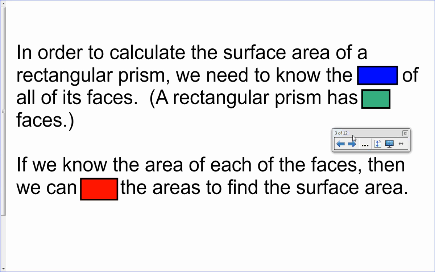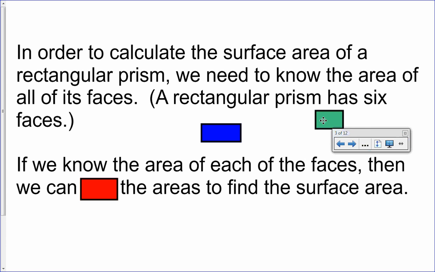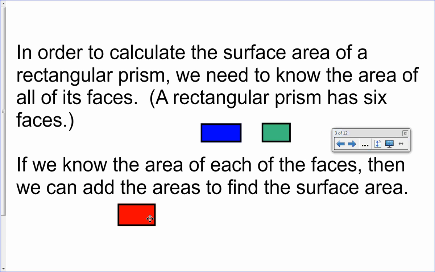In order to calculate the surface area of a rectangular prism, we need to know the area of all of its faces. A rectangular prism has 6 faces. If we know the area of each of the faces, then we can add the areas to find the surface area.